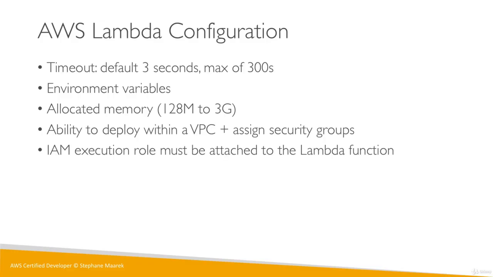And we can set an IAM execution role, but it must be attached to the Lambda function, and this IAM role must have the correct permissions so that your Lambda function can do whatever it is supposed to do. So let's go have a look in the console right now.